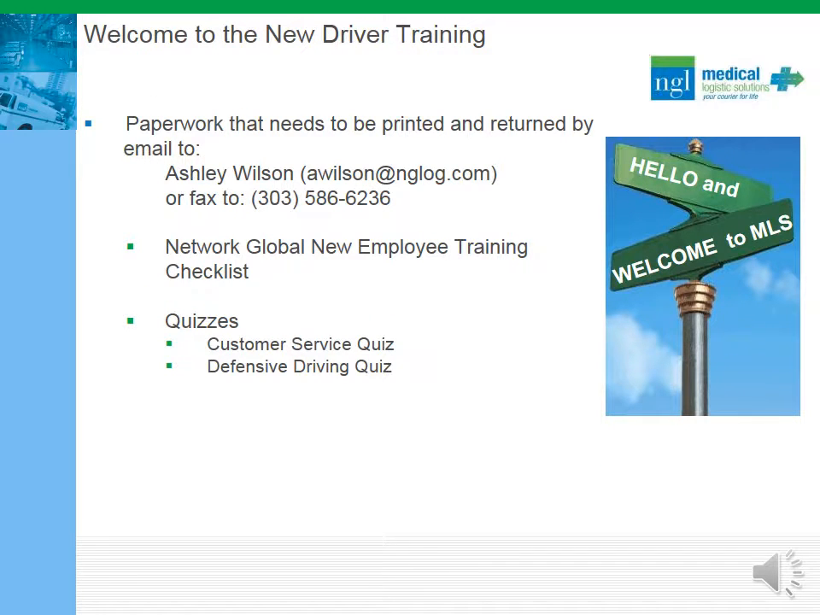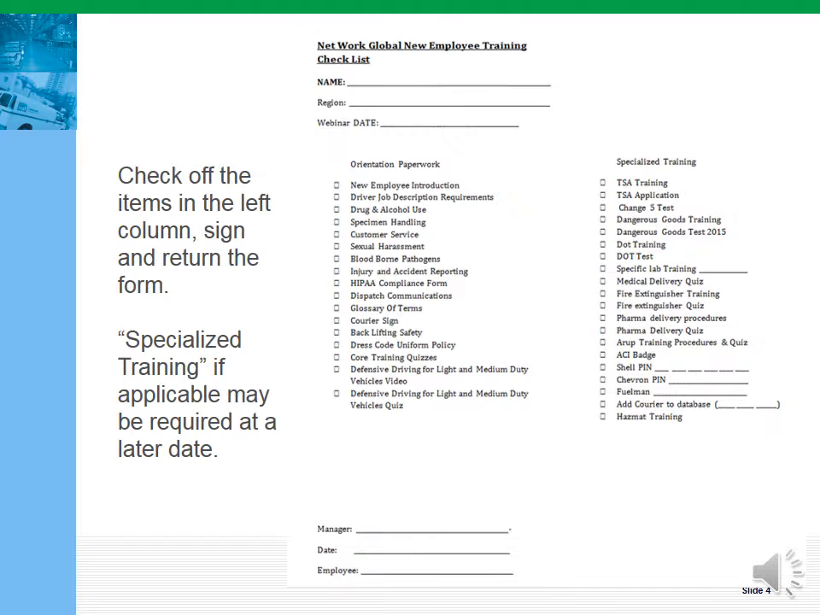There are a few pieces of paperwork that you will need to print and return to Ashley Wilson. Ashley Wilson's email address is awilson@nglog.com. If it works better for you to fax documents to Ashley, her fax number is 303-586-6236. We'll take a look in the next slide at the Network Global New Employee Training Checklist that will need to be completed and returned, along with the quizzes in the coming slides as well.